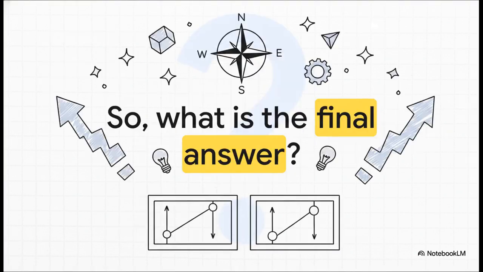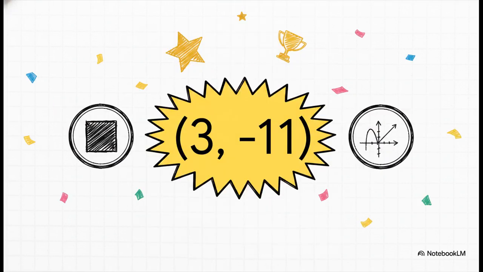So, after all that, what's the big reveal? What is the answer that gets you all the marks? And there it is. The coordinates of the turning point are (3, -11). Both of our methods confirm it, which means we can be absolutely confident in our answer. That's the solution. Job done.